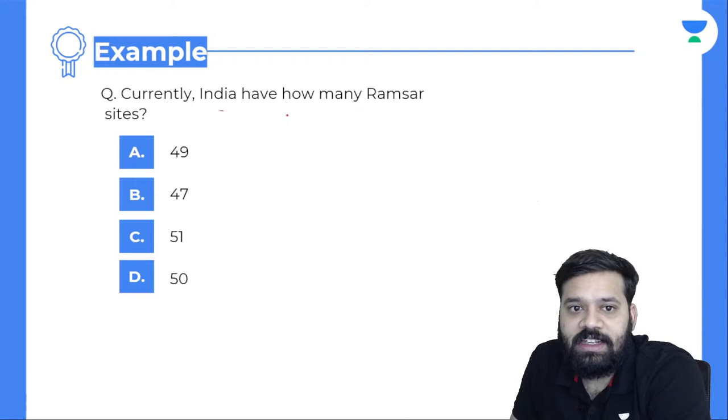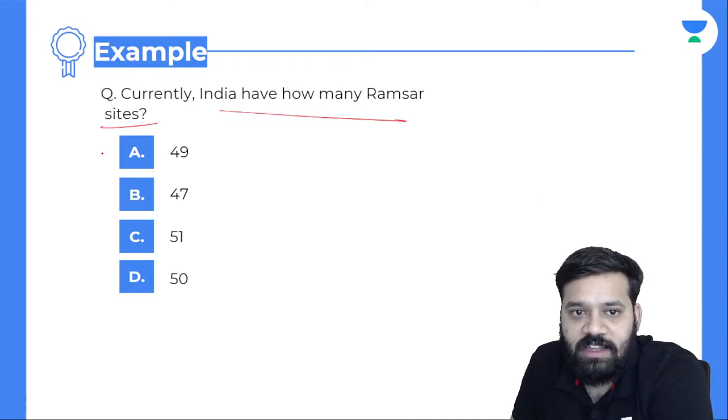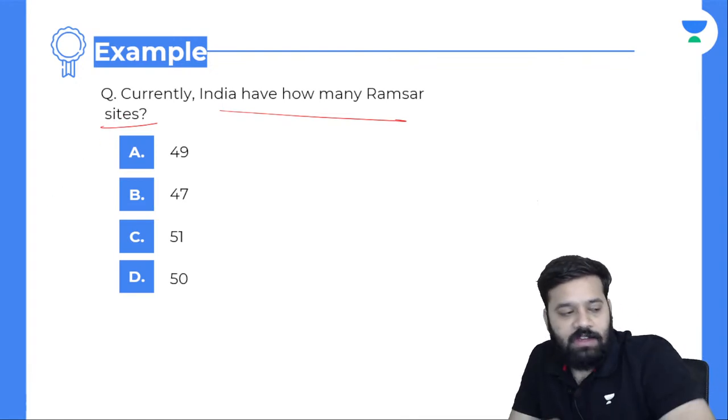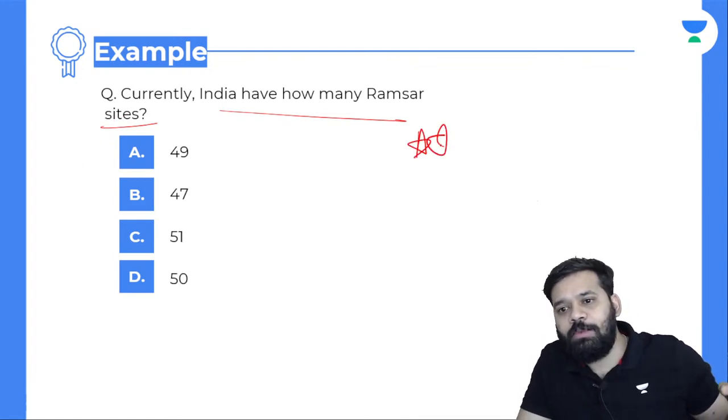Next question. Currently, in India, how many Ramsar sites are there? How many Ramsar sites are presently in India? 49, 47, 51 or 50? Very, very important question.